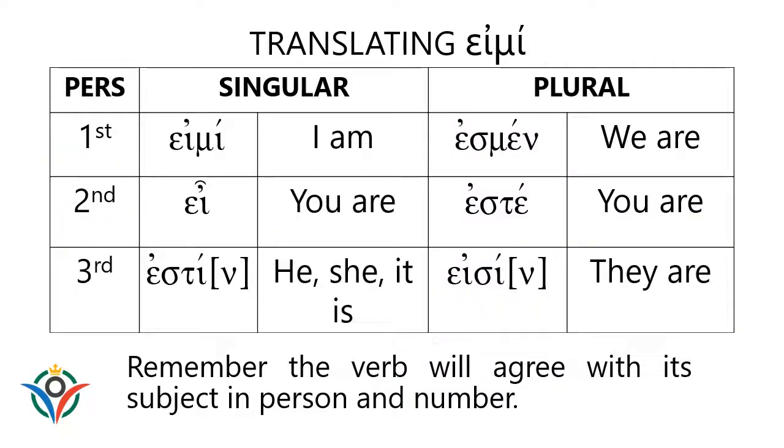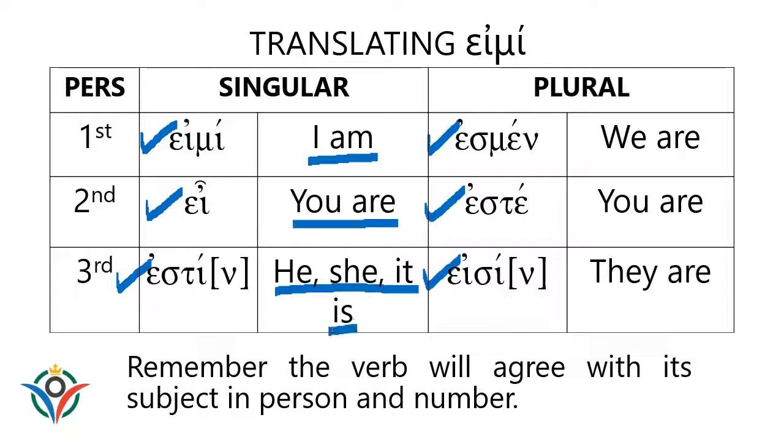So let me say the forms for you first, just to refresh your memory. First person singular is eimi, second person singular ei, third person singular esti. First person plural esmen, second person plural este, third person plural eisin. So how would we translate each of those forms? Well, firstly, eimi, we would translate as I am. The second person singular ei, we would translate as you are. Third person singular esti, we would translate as he, she, it is.